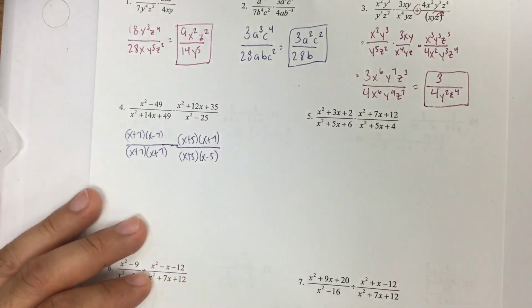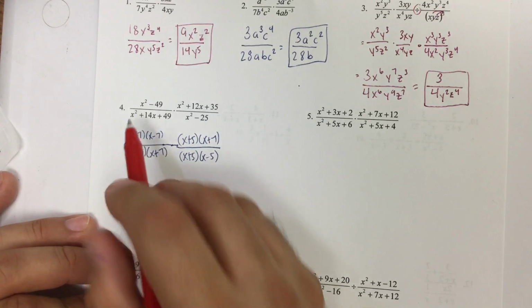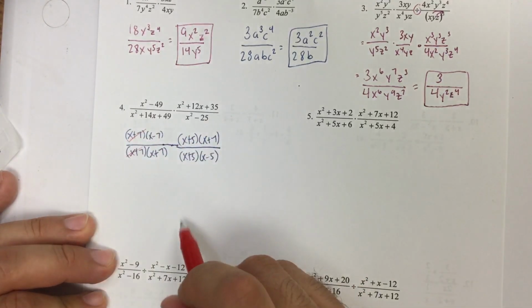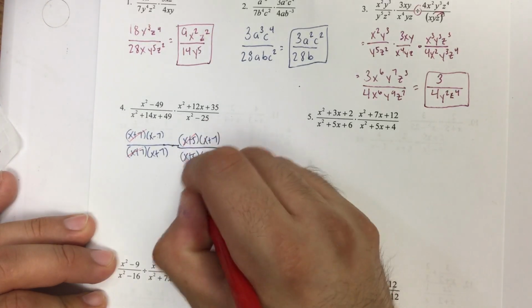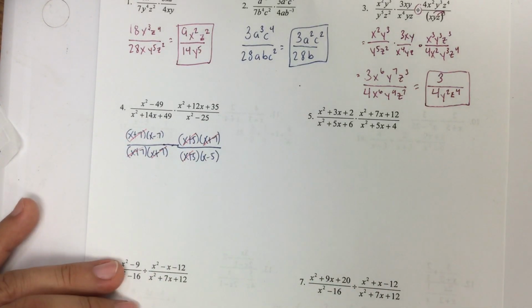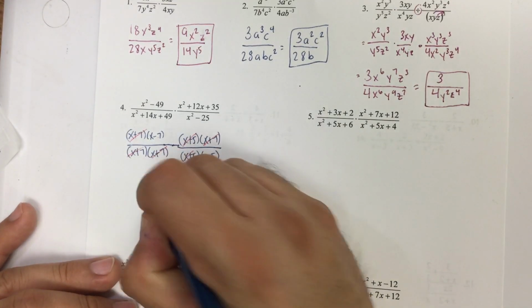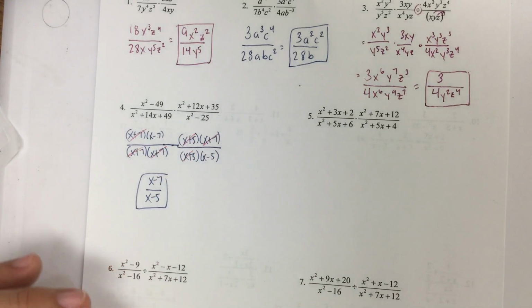Extend my division bar, and now I'm going to cross out things that can cancel. Starting from the top left, I see x plus 7s on top of each other, so I can cross those out. I don't see an x minus 7 on the bottom. I see an x plus 5, and I see another x plus 7. So remaining in my numerator is x minus 7, and my denominator is x minus 5, and that would be my final answer.